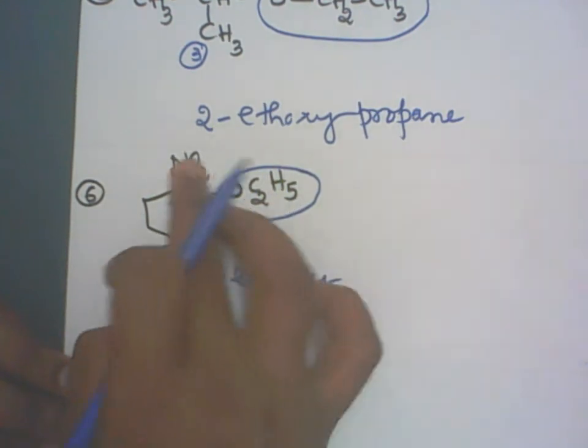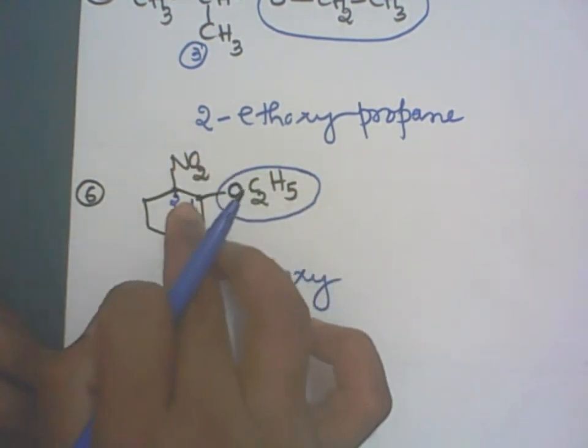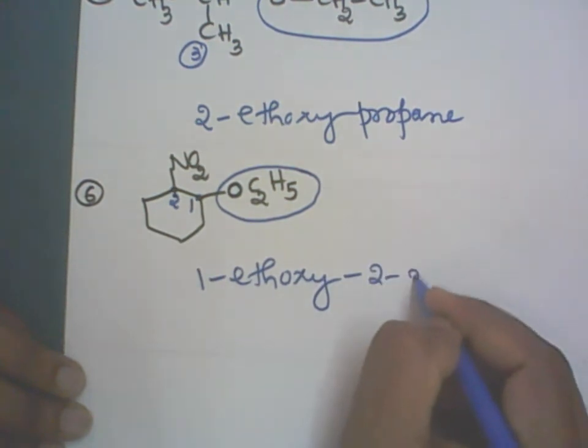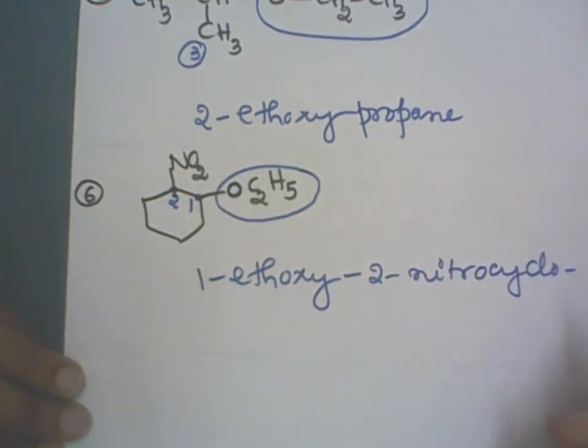Now, this is the main molecule, cyclohexane. Which cyclohexane? Nitro. Nitro is on which carbon atom? Second carbon atom, 2-nitro. So 1-ethoxy-2-nitrocyclohexane. Right?